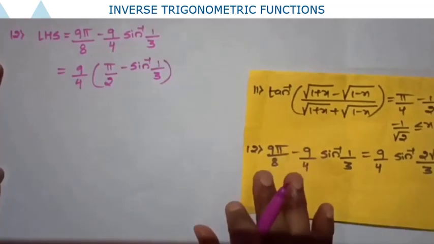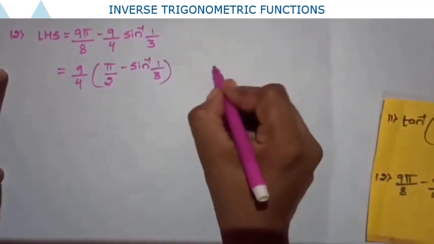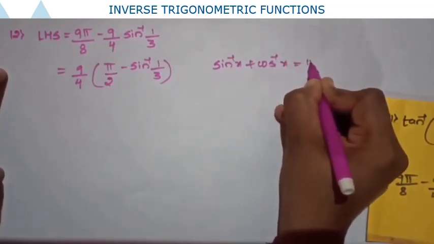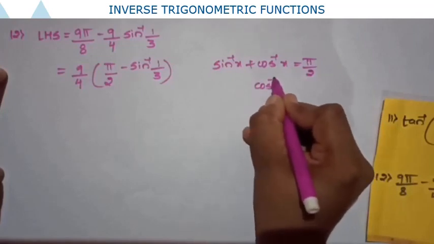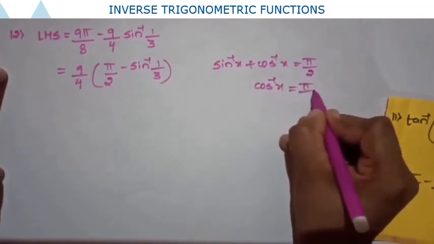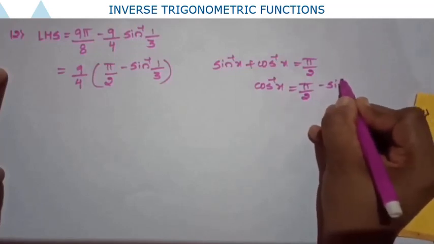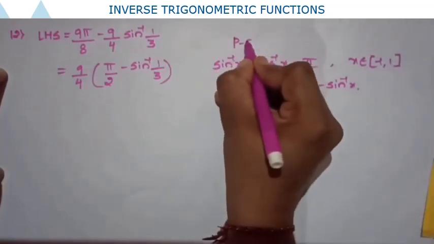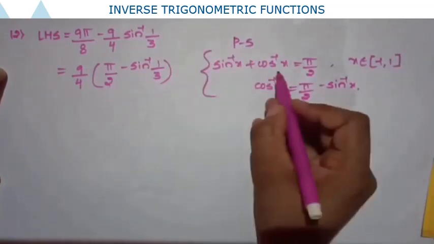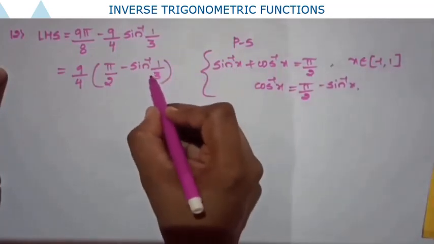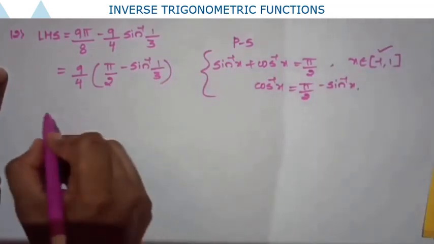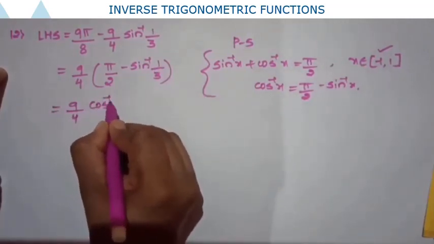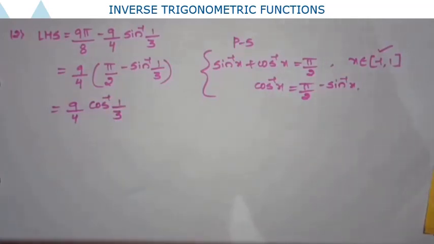So you know from property number 5 that sine inverse x plus cos inverse x is pi by 2. Therefore, using property number 5, we can write cos inverse x as pi by 2 minus sine inverse x, with the condition that x belongs to the closed interval minus 1 to 1. Here 1 by 3 lies in the closed interval minus 1 to 1. Therefore, I am writing pi by 2 minus sine inverse 1 by 3 as cos inverse 1 by 3.